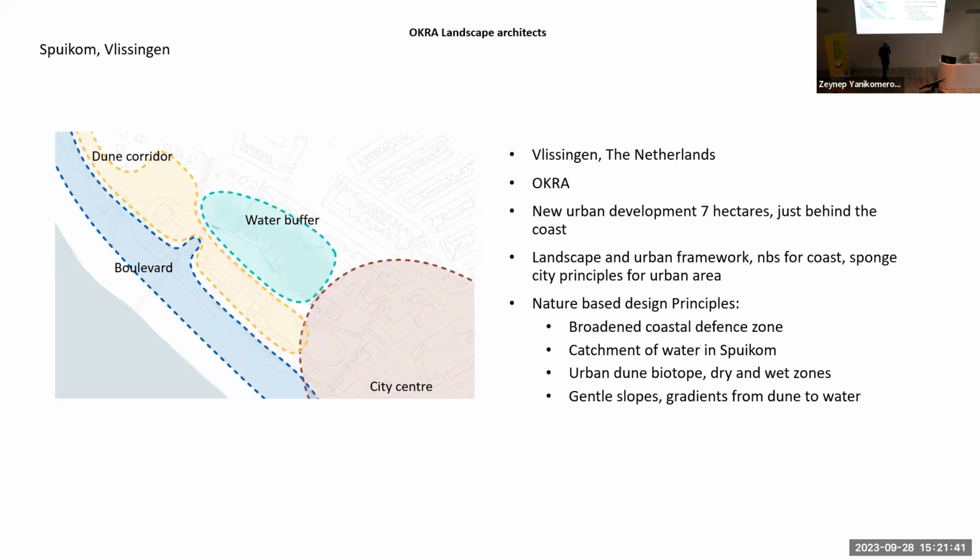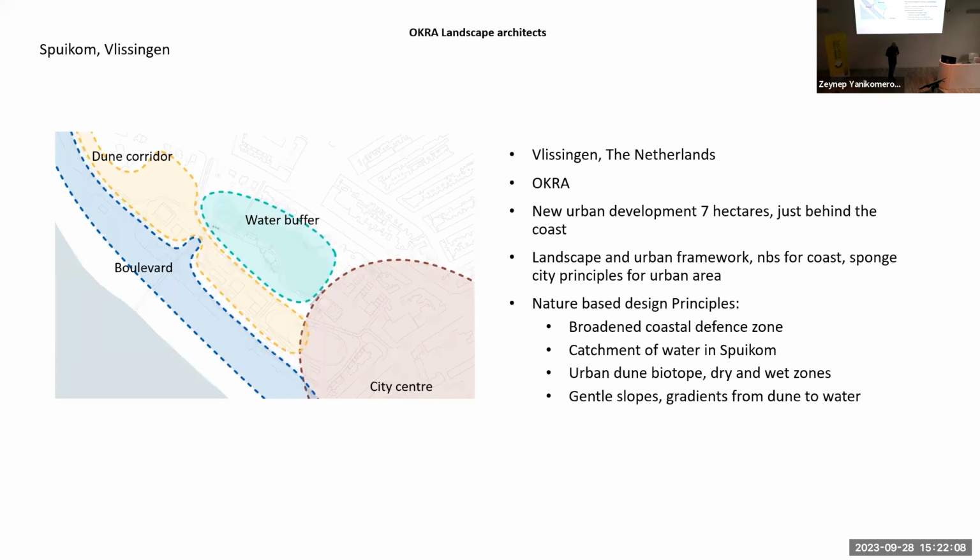The next project is a small project in Vlissingen, in the south of the Netherlands, called Spuikom. Spuikom is actually a type of historic area where we release the water from the inland to the sea. Water was collected in Spuikom, and when there was an ebb, you could release it. And during floods, the locks needed to be closed because otherwise you would get the seawater in.